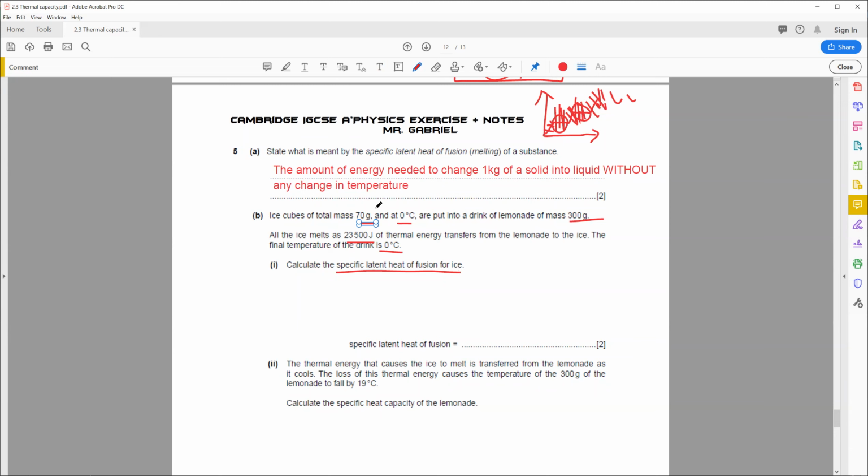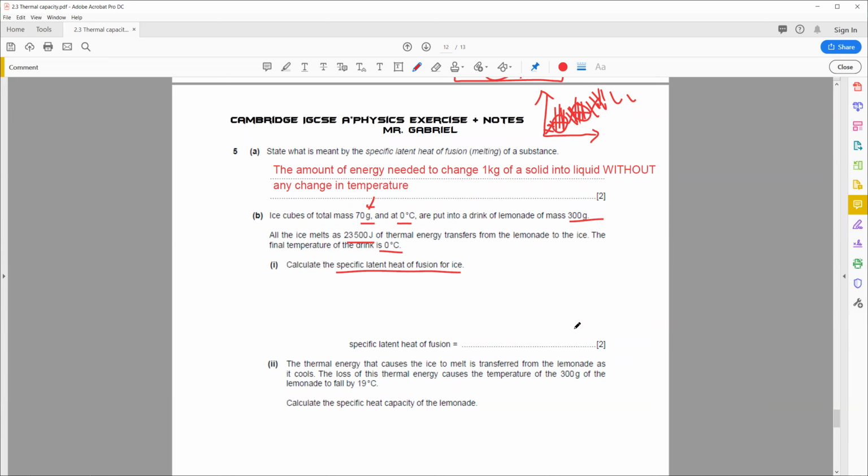From here, very straightforward, right? First and foremost, we're definitely going to change this into kg, right? But I've seen the mark schema, guys. You could leave this in grams and then specify later that your answer will be in joules per gram. That is acceptable as well. But of course, if you were to use 70 in your calculation and then your units follow joules per kg, then it is obviously going to be wrong, right?